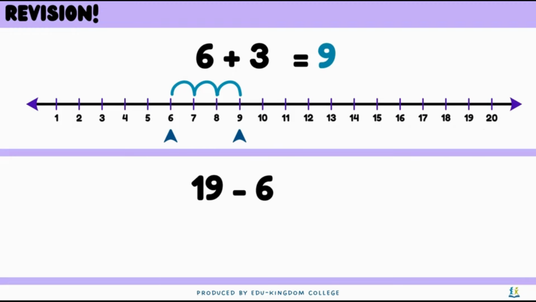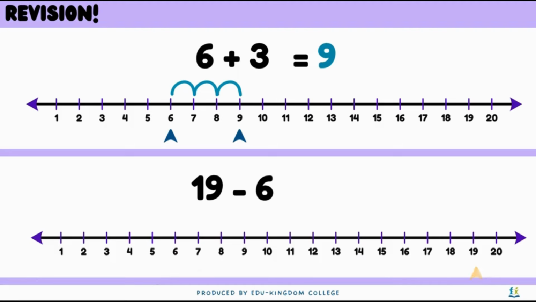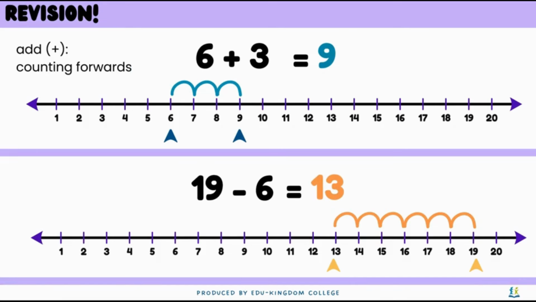Whereas for subtraction, if I have 19 minus 6, on the number line, I'm going to start at 19, and I'm going to move to the left by 6 steps. And I'm going to stop at 13. Therefore, 19 minus 6 gives us 13. Adding is just counting forward, whereas subtracting is counting backwards.